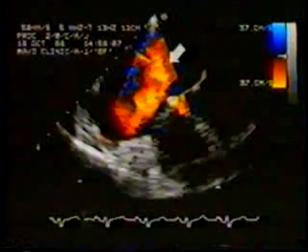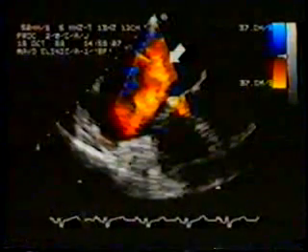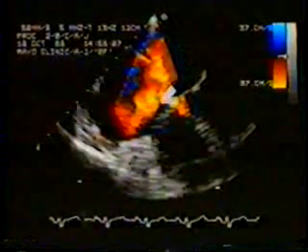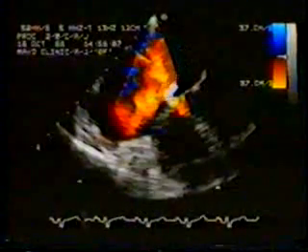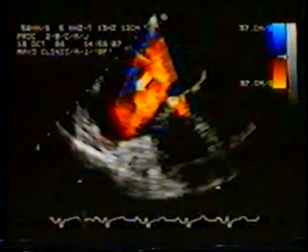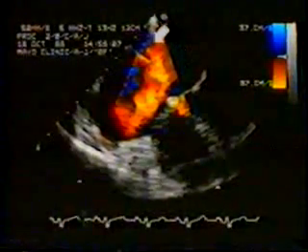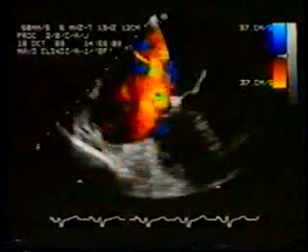Note that we have changed the color map. Now the flow directed away from the transducer is encoded in shades of red. Hence, in this particular example, the shunted flow is seen in shades of red. In real time, you will appreciate the shunt more vividly.